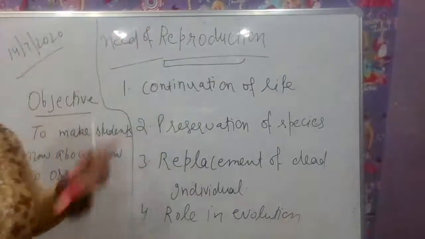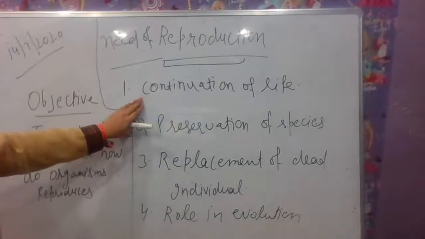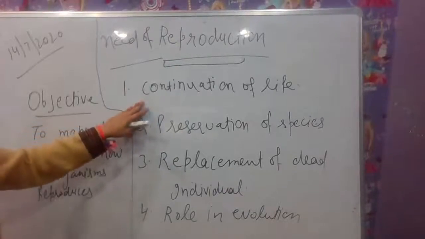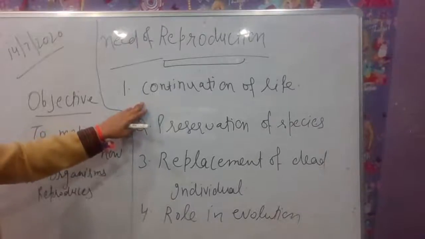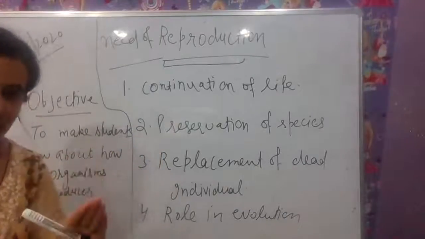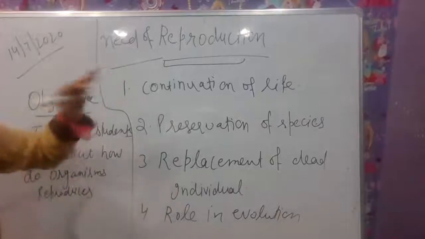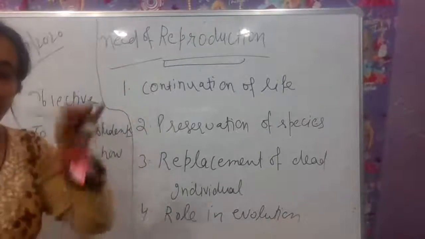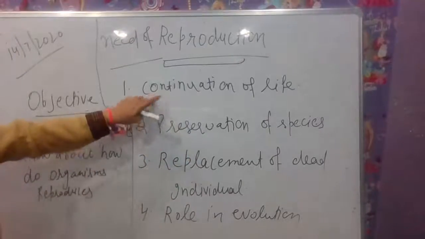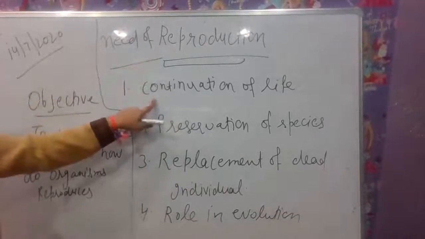Why is reproduction required? First is continuation of life. See, living beings are not immortal, children. They are able to maintain their existence for millions of years because their copies are produced by reproduction. They continue life only by the production of organisms of their own kind. Is that clear? So for continuation of life, reproduction is required.